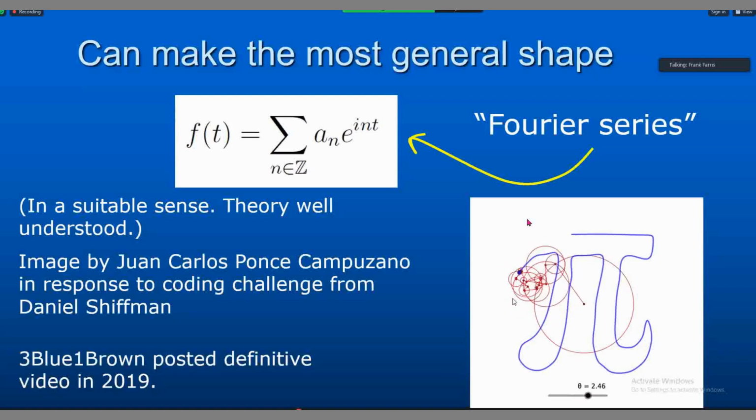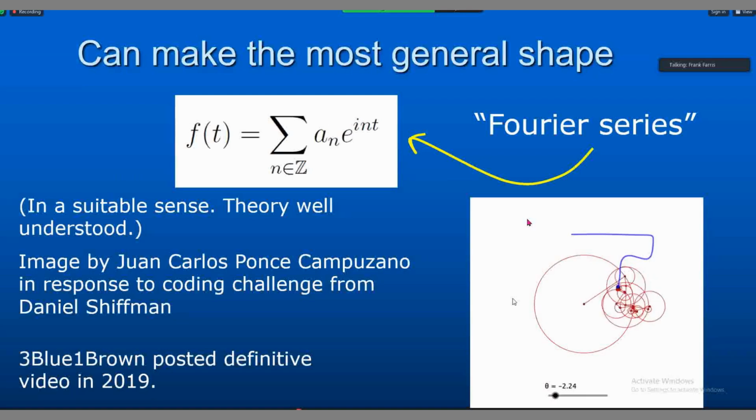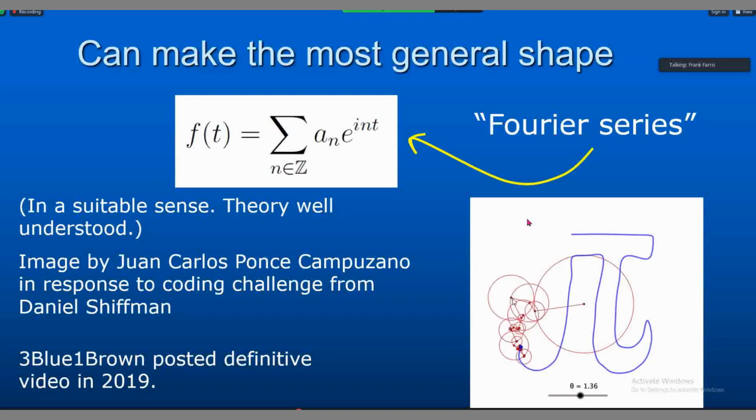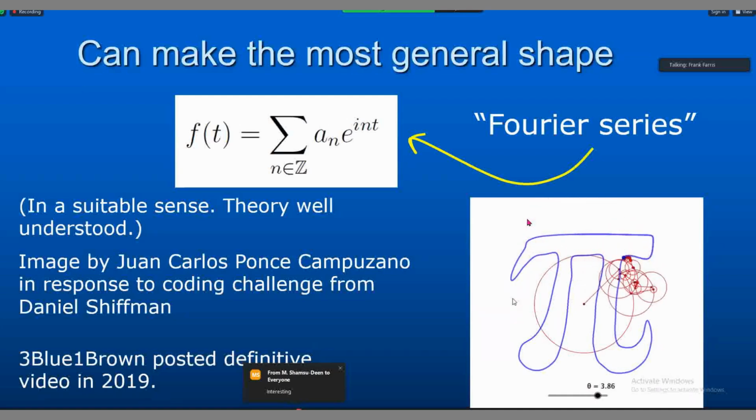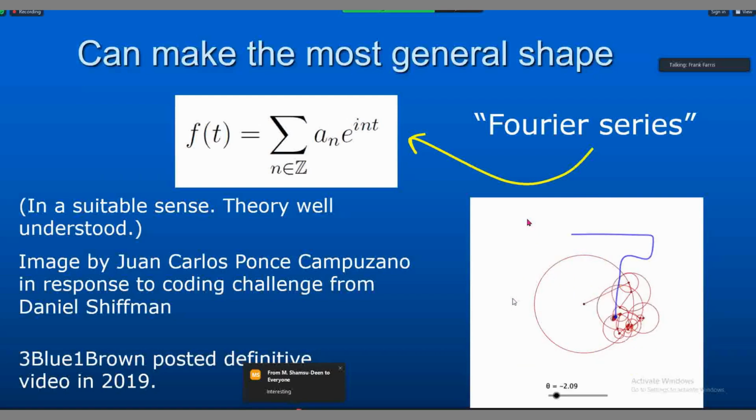But I have to say that much as I love to talk about wheels on wheels on wheels, the website creator 3Blue1Brown posted the definitive video about this topic in 2019. So if you really want to know more about how things are made out of the circular superposition of waves, I really recommend that video. It's quite easy to find.